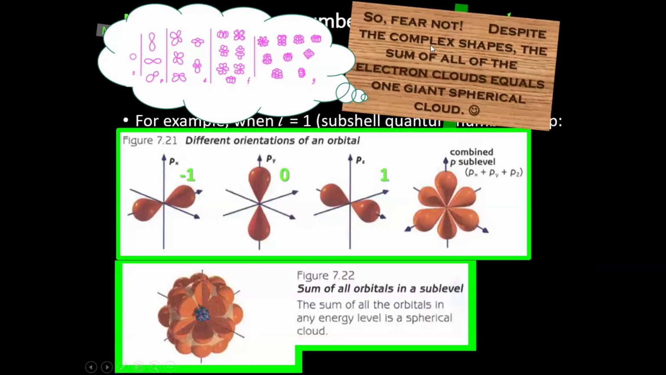No matter if we can't really figure out how these reconcile in our brains, how these shapes fit together and cover up everything, when they're all stacked on top of each other, the sum of all these electron clouds equals one giant spherical cloud with no gaps.